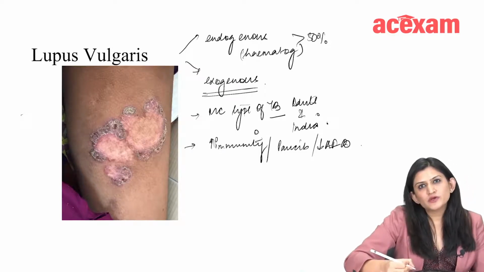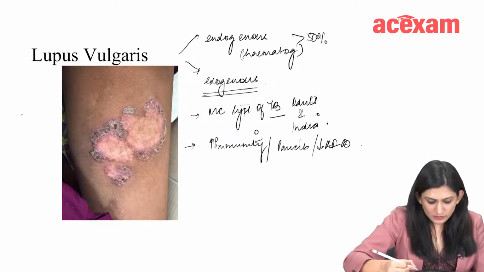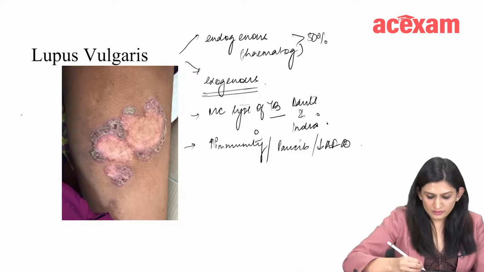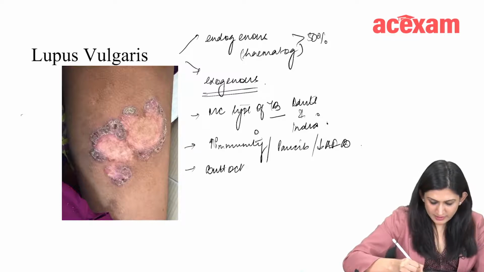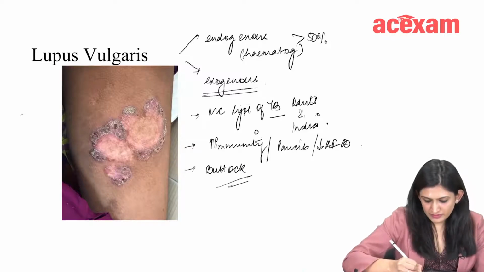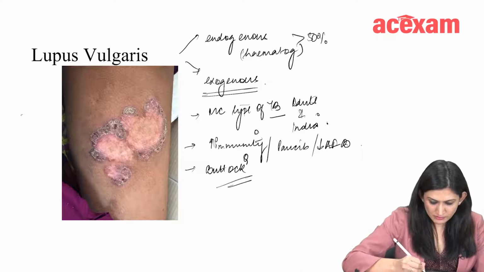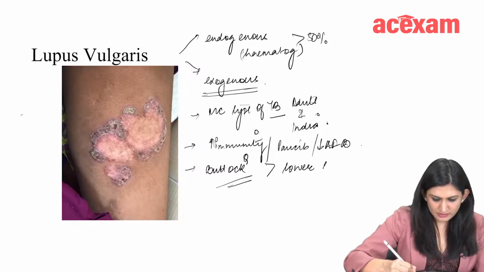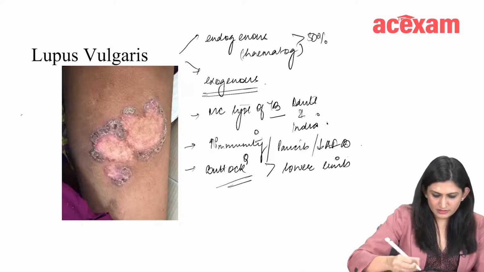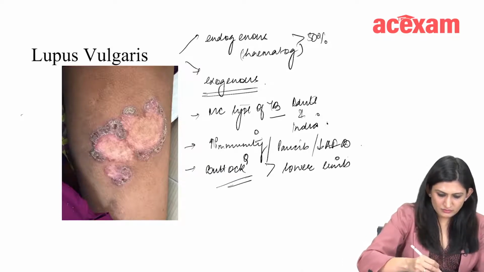Okay, and what would be the common site? So what would be the common site of lupus vulgaris? So common site would be buttock. As I just explained, if someone sits on sputum, it will infect the buttock and it is the commonest site. So buttock would be the commonest site, followed by lower limbs, another site where inoculation can happen. So these are the most common sites.